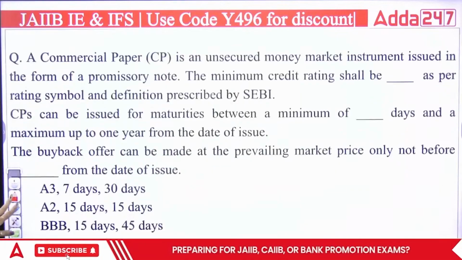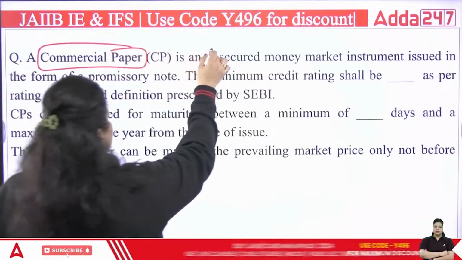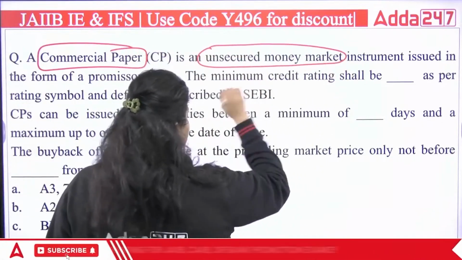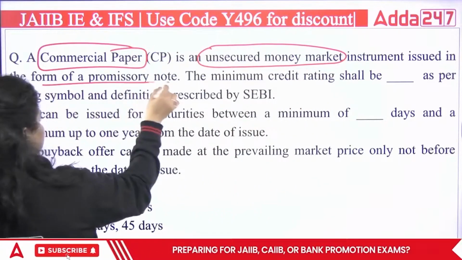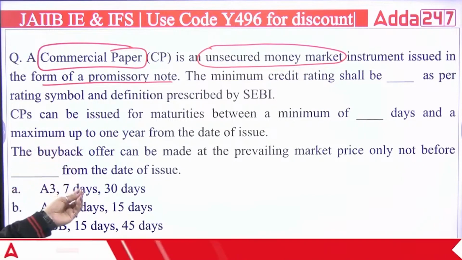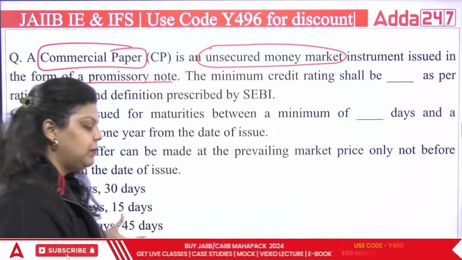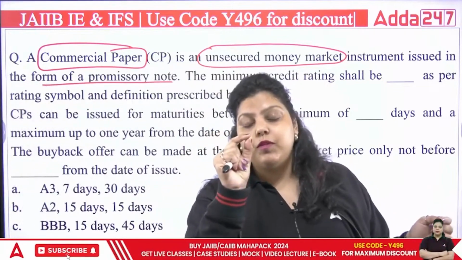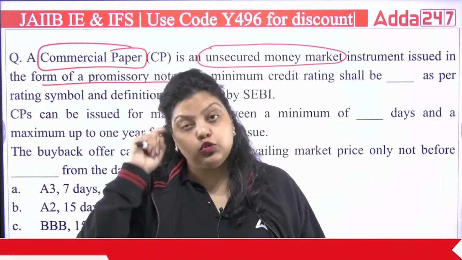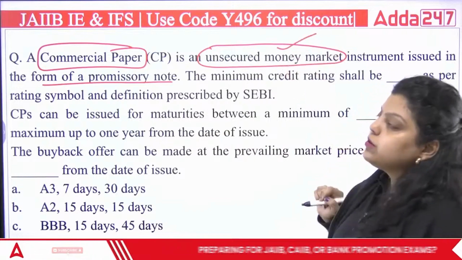Okay. Next question we have is on commercial paper. A commercial paper is an unsecured money market instrument issued in the form of a promissory note. What is commercial paper? Commercial paper is simply an unsecured instrument, because it is issued by whom? It is issued by the corporates.